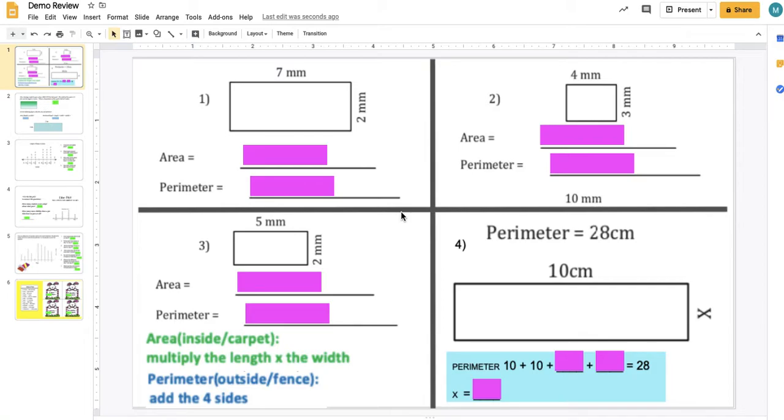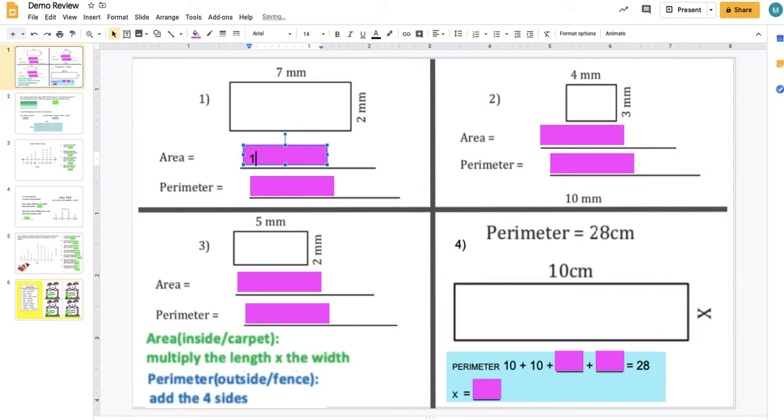Let's review topic 15. When I look at number 1, it's asking me to find the area and the perimeter of this rectangle. The area formula is length times width. So I know to do 7 times 2. I'd click in the colored text box and type in 14, and it would be square millimeters.